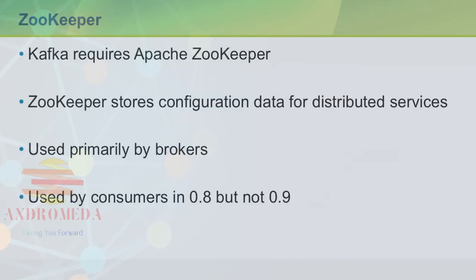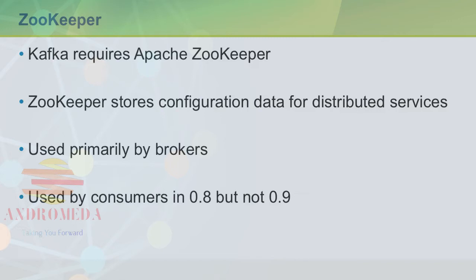Another essential piece to the architecture of Kafka is Zookeeper. Kafka does today require Apache Zookeeper. It's used for storing configuration data for Kafka as well as many other distributed services. Most often, it is used by the brokers.